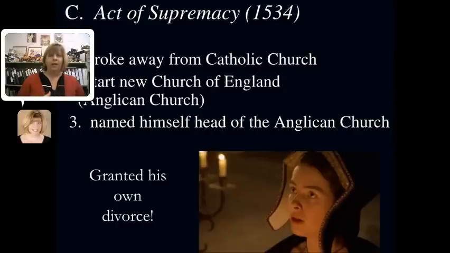And when the Pope, after many, many times, said, no, we're not letting you divorce Catherine, there's no good reason why that marriage should be annulled, Henry said, you know what? With all of this reformation in the church and all of these ideas, I don't think the Pope should be in charge of England. So he passed something called the Act of Supremacy in 1534, where the entire country of England broke away from the Catholic Church. They formed their new church called the Church of England, which was basically Catholic without the Pope. And he named himself head of the Anglican Church, granted his own divorce, shipped Catherine off, and married Anne Boleyn.